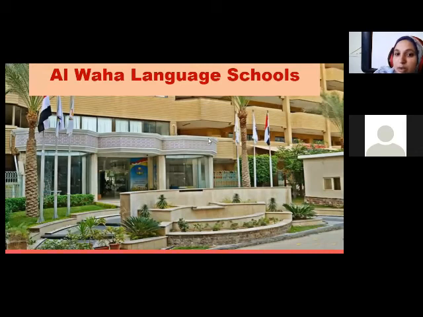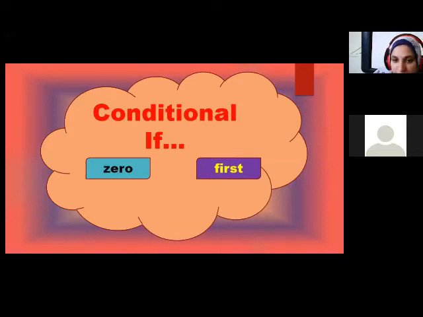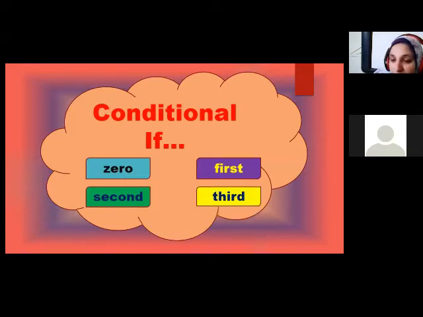Today's lesson is about conditional if. We have four types for conditional if. If you need to ask any question, please raise your hands and I will ask you to unmute yourself. Okay? So today's lesson is about conditional if, and we have four types: zero type, the first type, second type, and the third type.